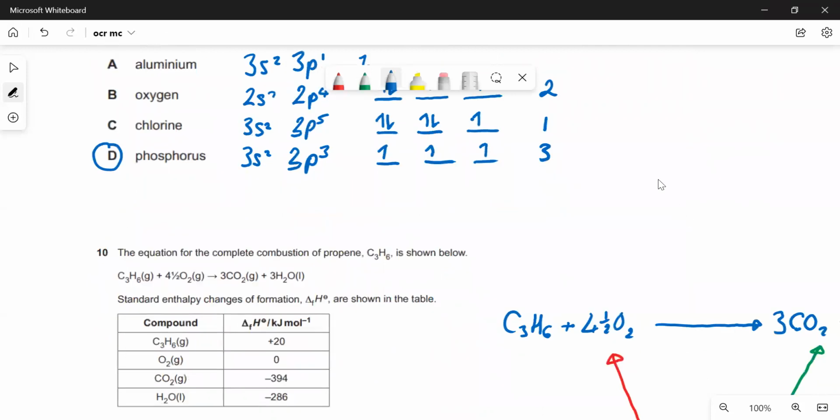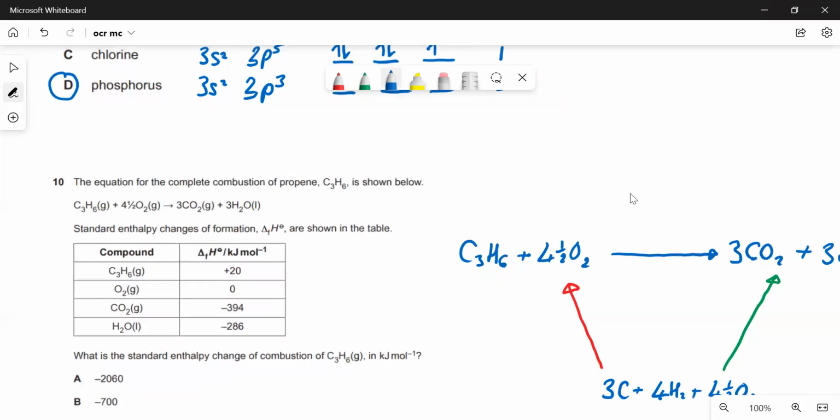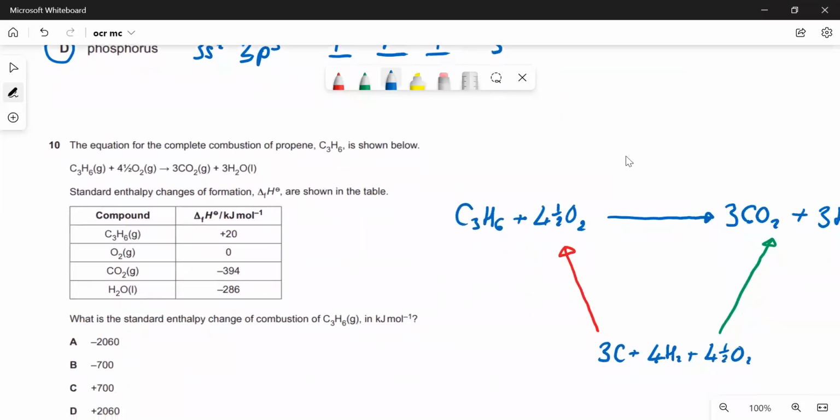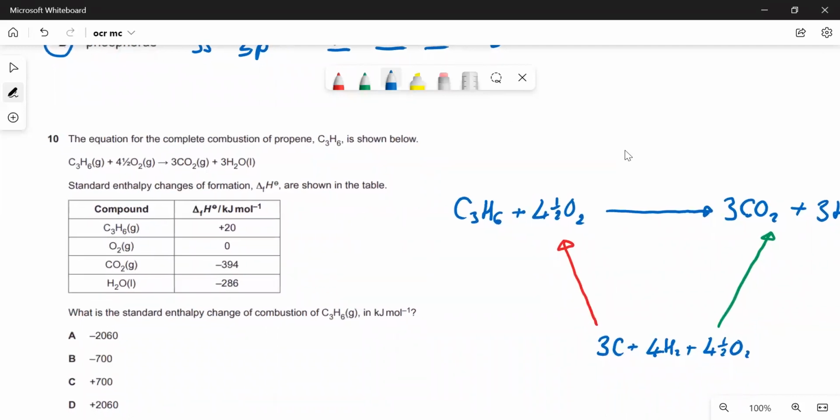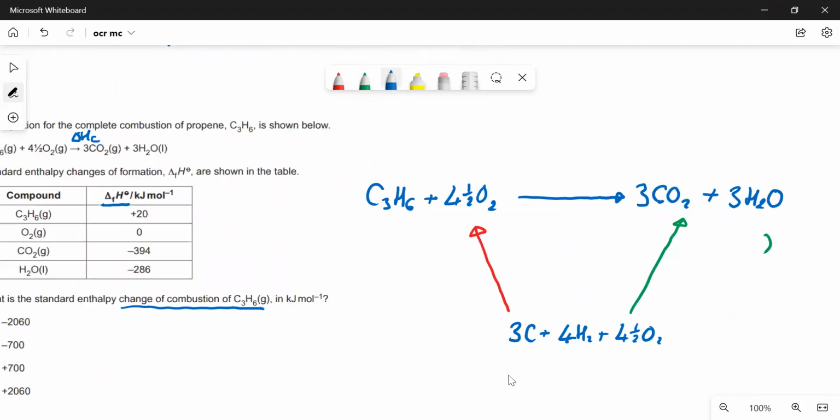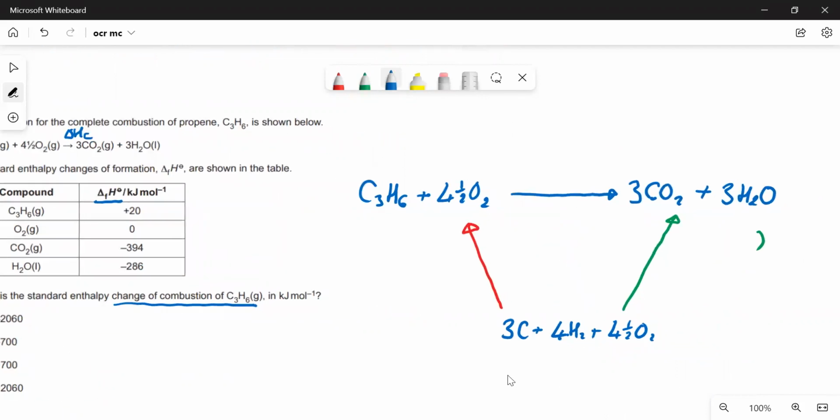Right, 10. We've got the combustion of propane there, with oxygen, and it gives us delta HF values, and we've got to work out the enthalpy of combustion, which is this equation here. So we need to find out delta H for that equation. So how are we going to do that? Well, I've drawn a Hess's law cycle here. Now remember, we need to find out this delta H value here.